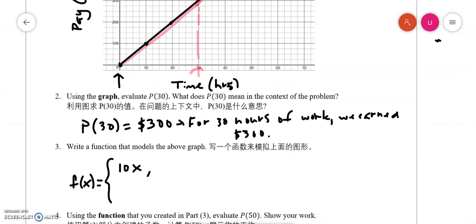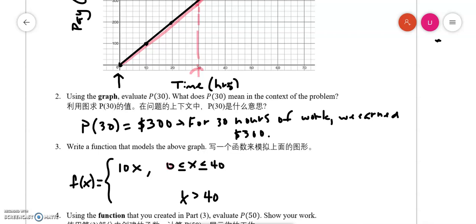So let's write that domain in. 0 is less than or equal to x is less than or equal to 40. All right, and the next part of our piecewise function, we know it begins at 40, and it can go until whenever. So if you want to, you could write the domain in right now. It's for x is greater than 40.